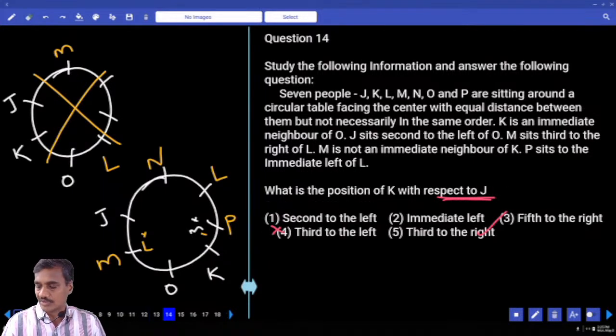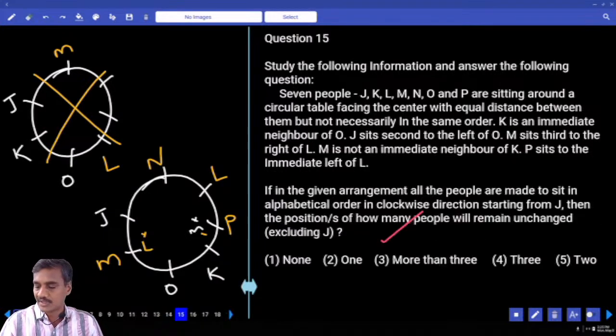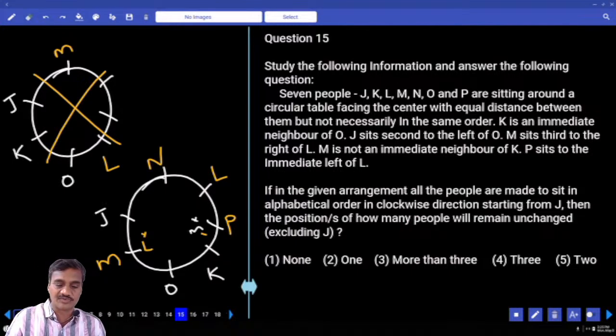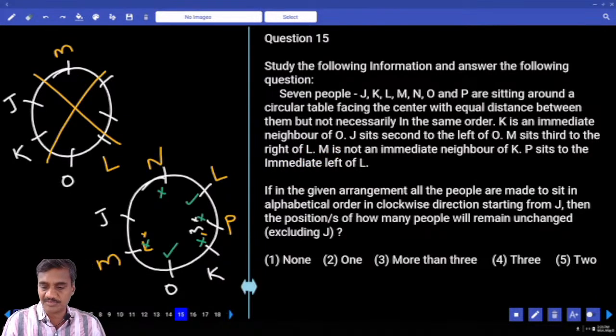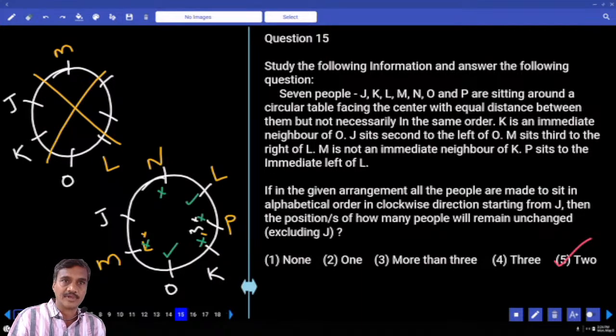And 14, what is the position of K with respect to J? Second to the right or fourth to the left? Out of which, second to the right is the choice. And if in the given arrangement all the people are made to sit in alphabetical order clockwise starting from J, then J, alphabetical order clockwise, K, L, M, N, O, P. Then how many persons remain in the same position? Now 2 persons, L and O. 2, that is the choice for question number 15.